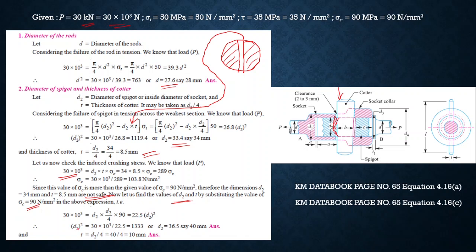Then we can find out that d2 is equal to 36.5, or we can say 40 mm. Then t must be equal to d2 by 4, that's equal to 10 mm. We can select a value for d2 which is higher than the calculated diameter, say 40 mm. Then t is equal to d2 by 4, that's equal to 10 mm. Then this design will be safe. Otherwise there may be a tendency for the entire joint to fail by crushing.